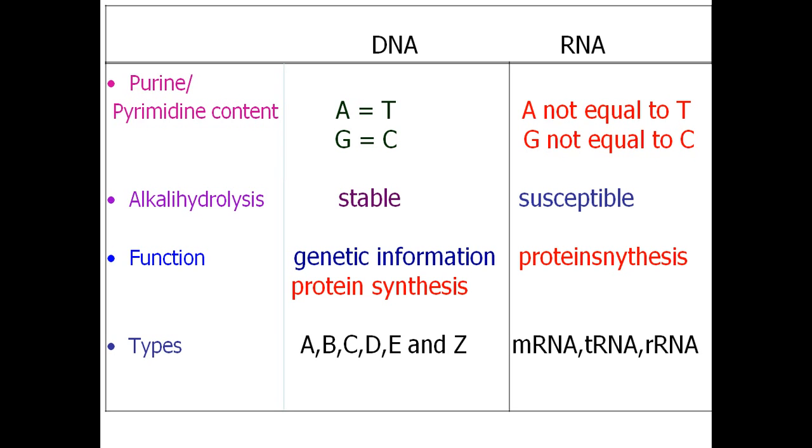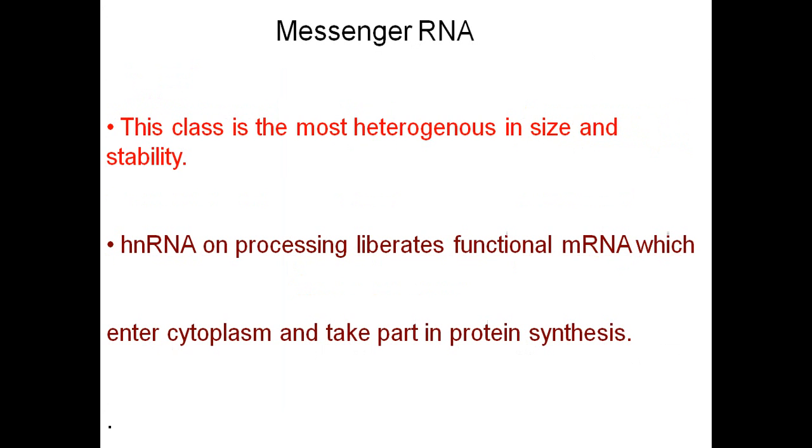Types of DNA include A-DNA, B-DNA, Z-DNA majorly. C, D and E are other minor types of DNA. Three types of RNAs are there: mRNA, tRNA and rRNA. This is the difference between DNA and RNA.